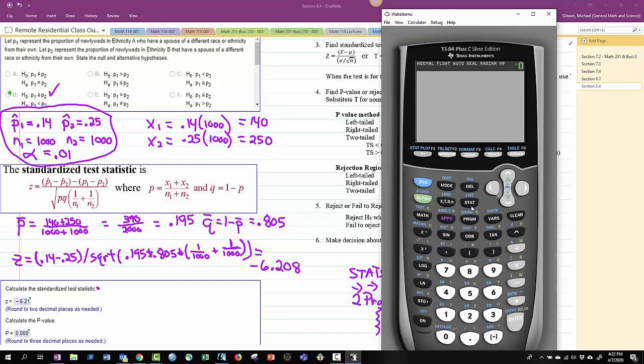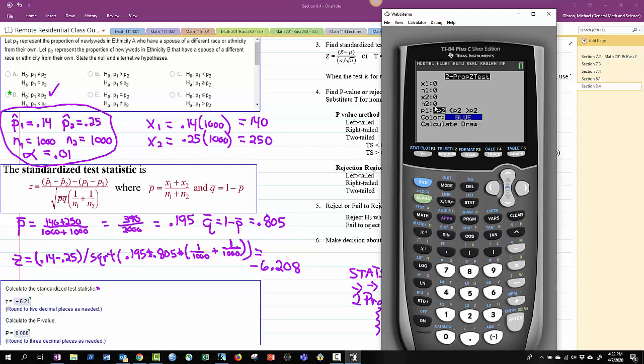It's on, so stat, right arrow twice to test. Come down to 2-PropZTest. You see it's number 6 there. Hit enter. All right, now you'll notice it asks for x1, n1, x2, n2. It doesn't ask us for the p's, it asks for the x's. It'll calculate the p's itself.